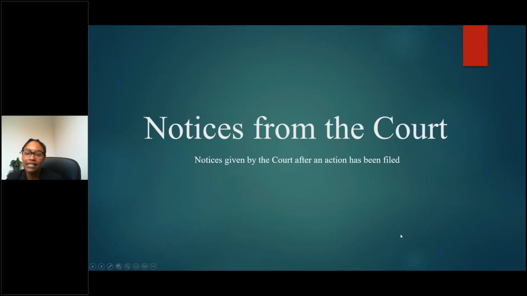So now we're moving on to notices from the court. So you've been given a notice, or hopefully you've been given a notice, and so we've passed the point where the landlord was supposed to have given you a notice. Now the landlord's filed an action with the court.